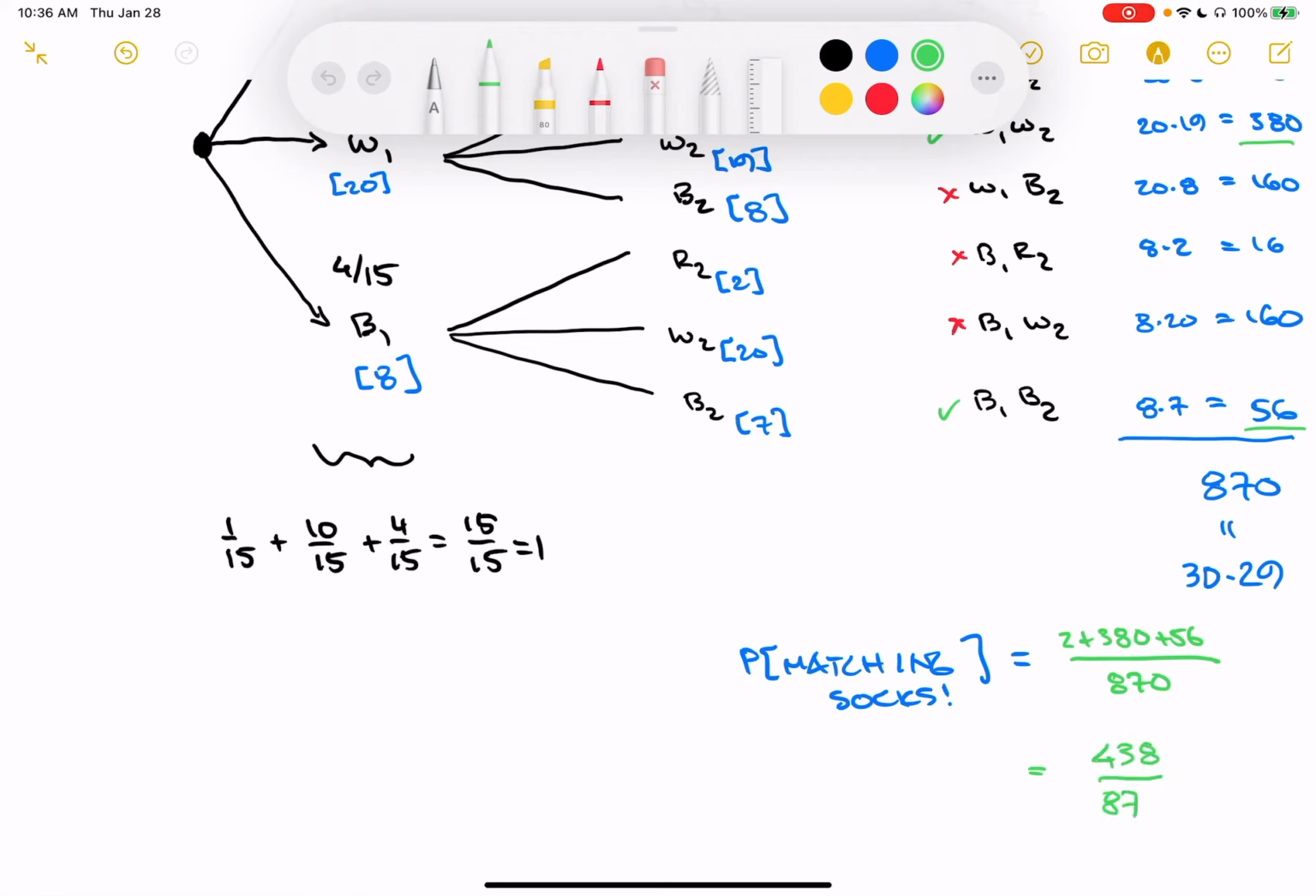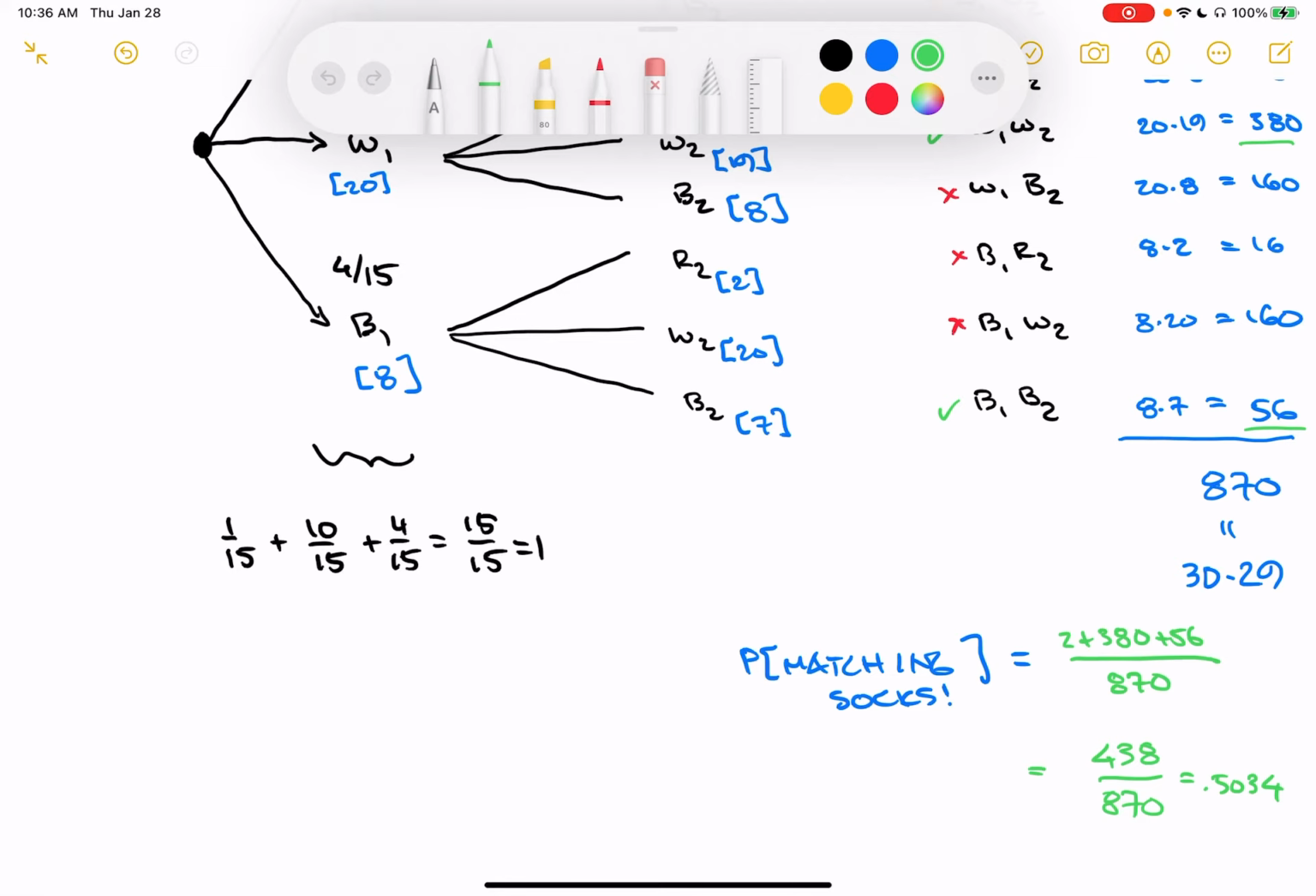over 870. And if I continue with that again, I can compute that out as an actual fractional number, something along those lines. And so I'm going to get something like 0.5034. So just a little bit over, in this particular case, 50%, something just a little bit over 50% chance of me getting that match socks in there.